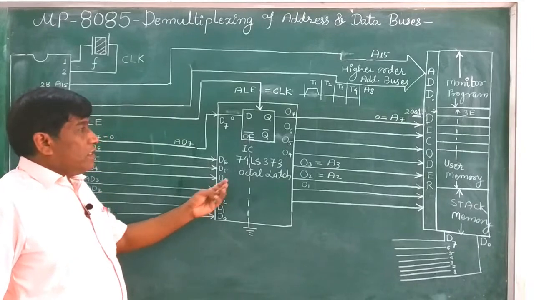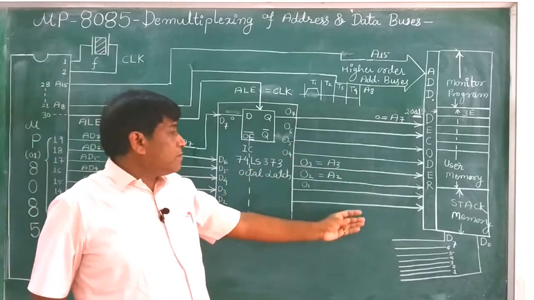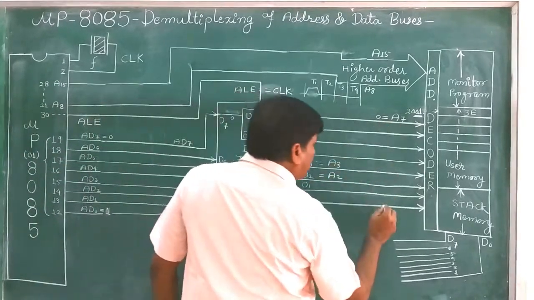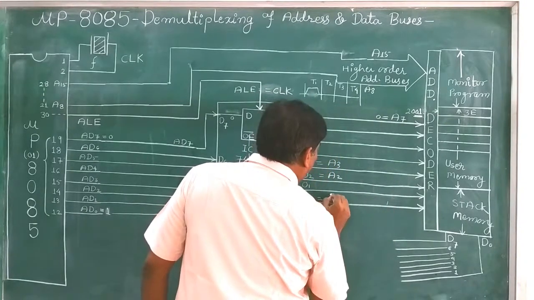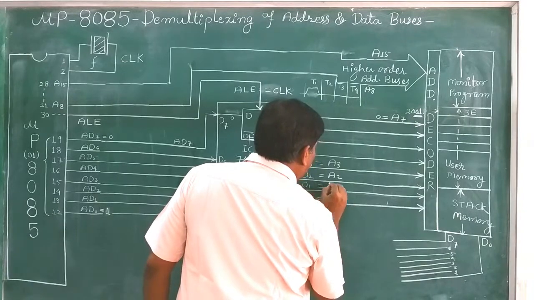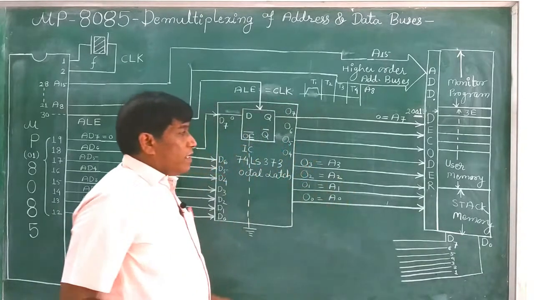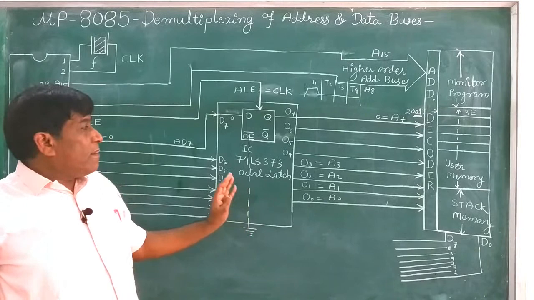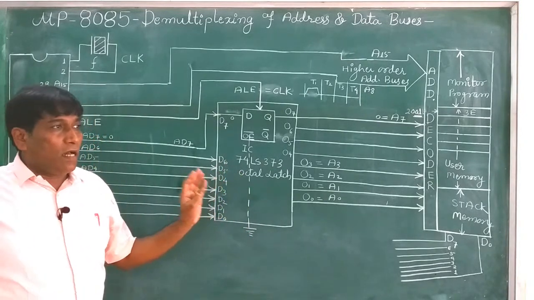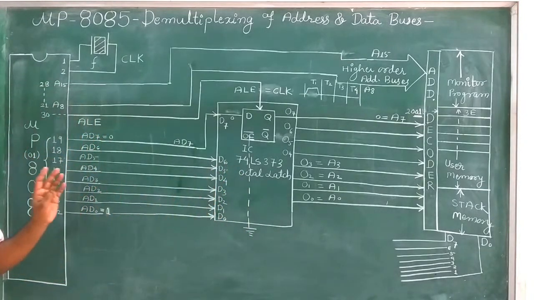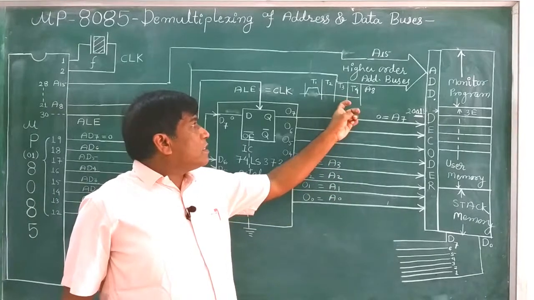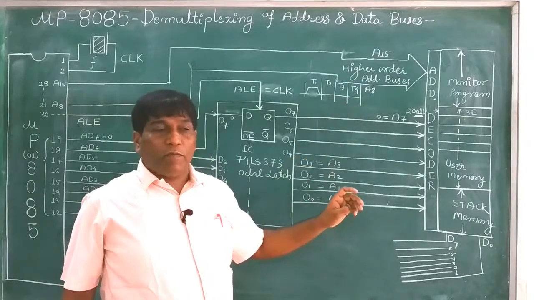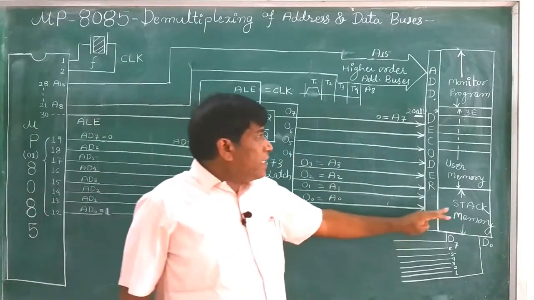In this way, all these address buses from A7 to O0, which is equal to A0, this is A1. Now you can see we have the complete picture of address buses, whose addresses are held by the address latch enable signal. And now we will explain what happens during T2 and T3 timing, because at that time data is to be loaded.